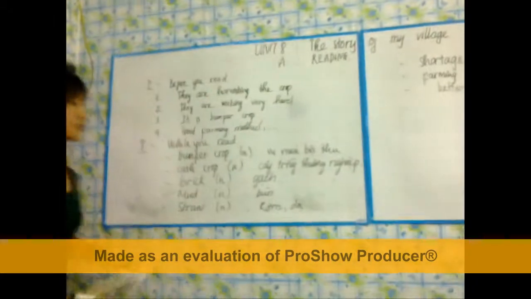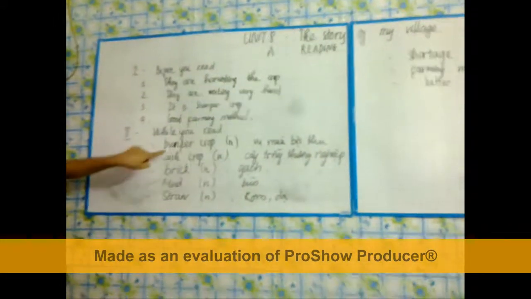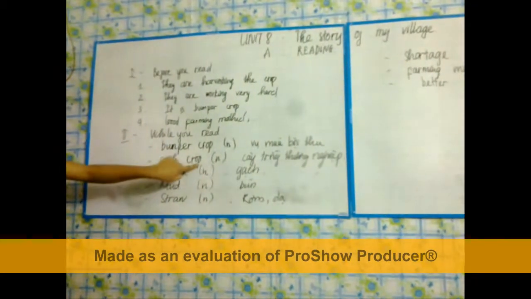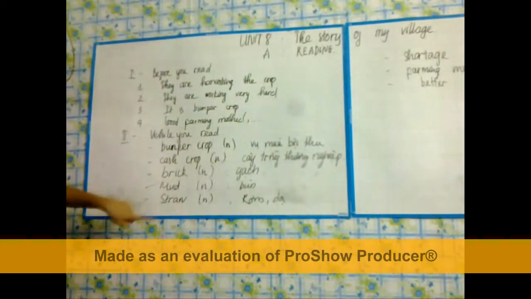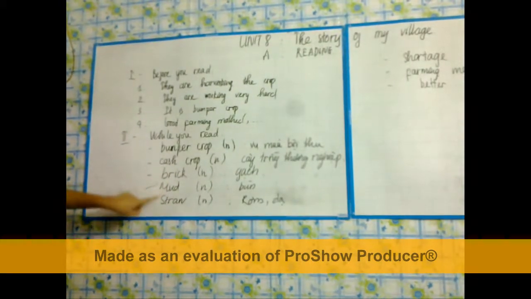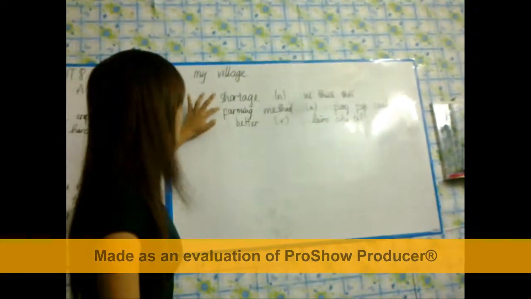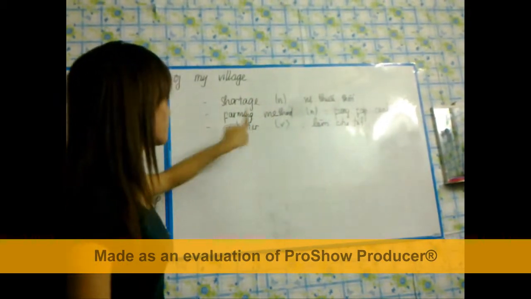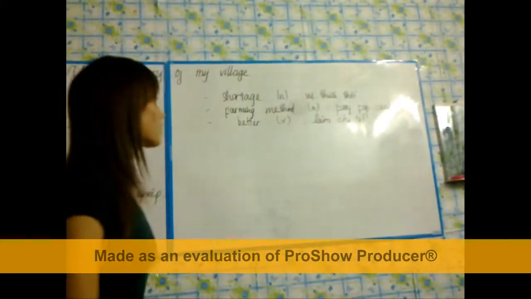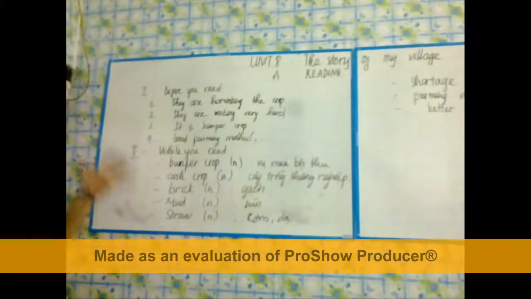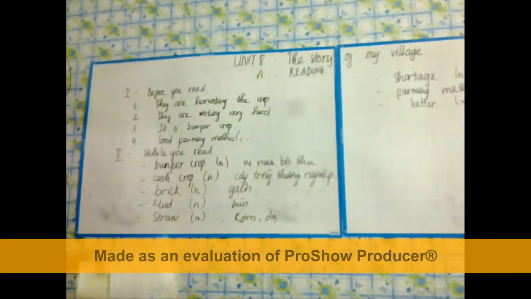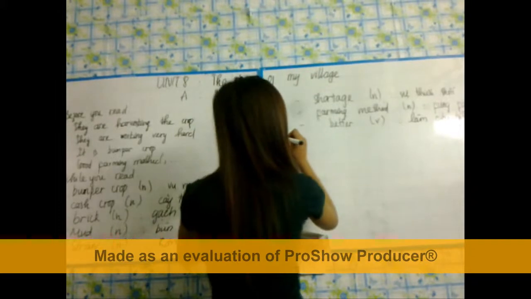Now class, listen and repeat. Bumper crop, cash crop, brick, and mud, straw, and shortage, and farming methods, benefit. Okay, now I want you to practice. We move on to the third one.